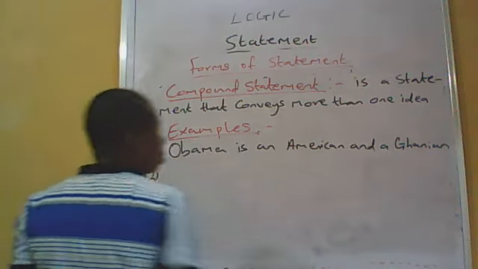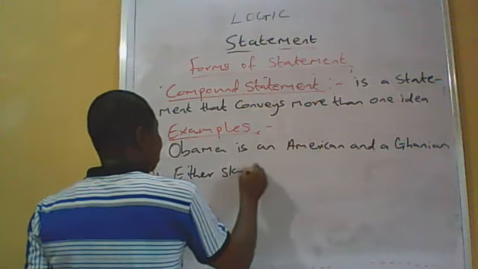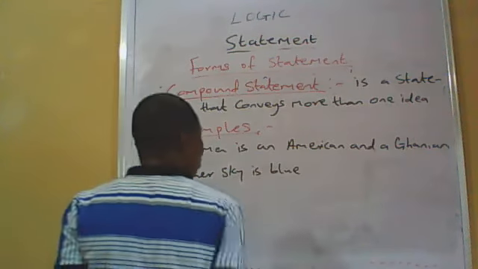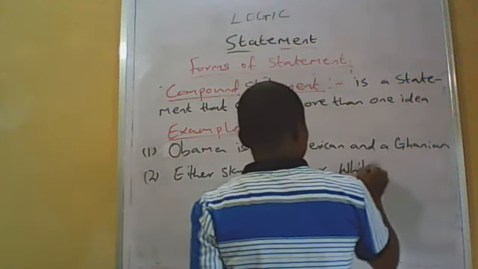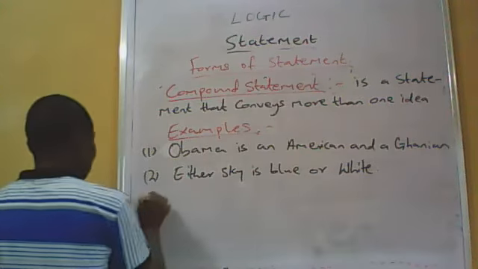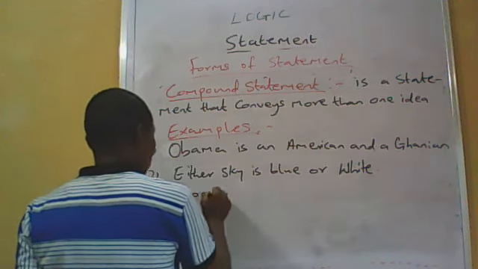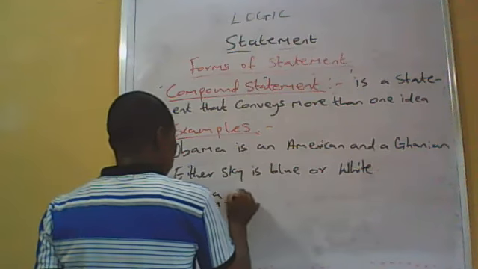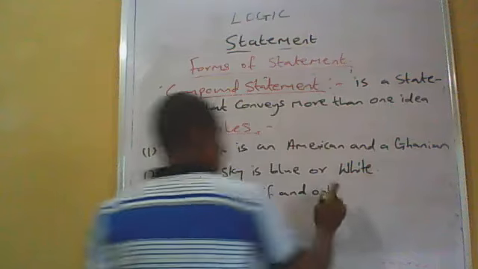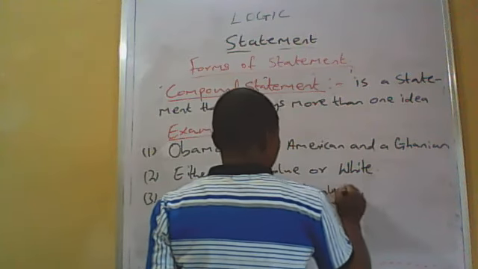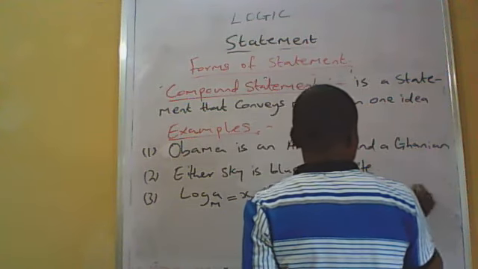Two, either the sky is blue or white. Three, log A base M is equal to X if and only if M power X is equal to A.